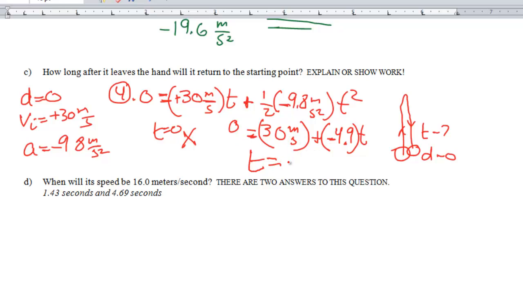It will be negative 30 divided by negative 4.9. This will yield 6.2 seconds. And this will be the correct answer. So here we proved that it takes 6.2 seconds, which is double the time it will take for it to reach its highest position.